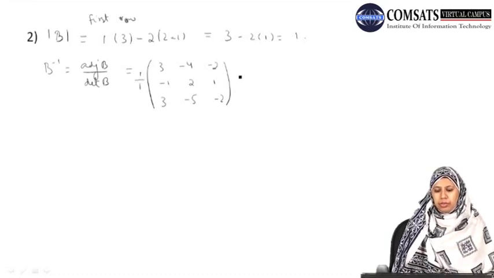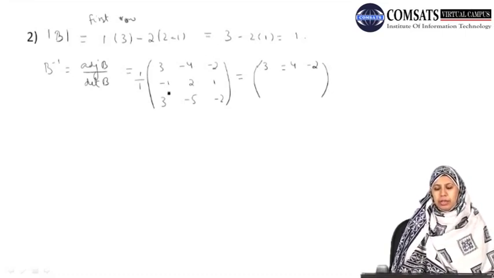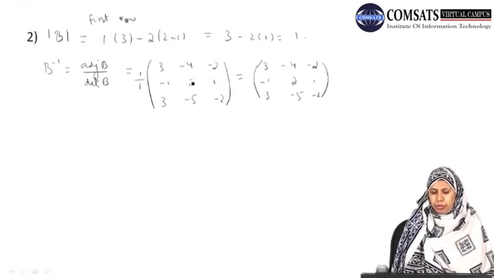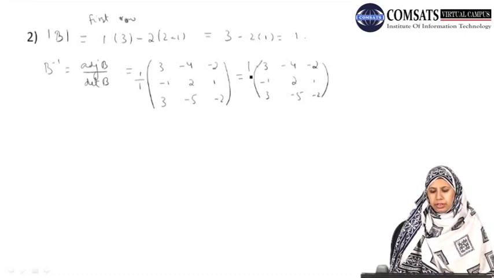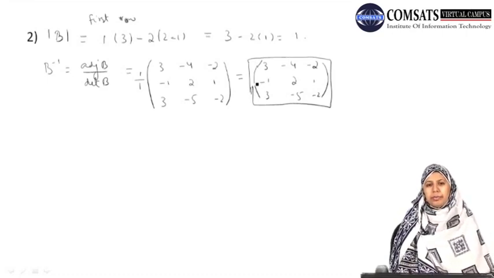Multiplying this adjoint with the reciprocal of the determinant, that is 1 over 1, we obtain the same matrix, that is the matrix of the adjoint. This may not be the case in every matrix. As we have seen in the example of our matrix of order 2 by 2, there the determinant was different from 1, and we multiplied our adjoint by the reciprocal of the determinant, and the result was the inverse of our given matrix. So this matrix is basically the inverse of our given matrix of order 3 by 3 using the method of cofactors.